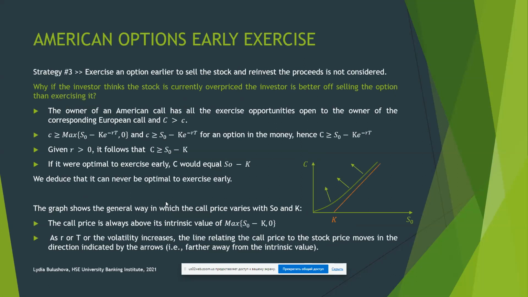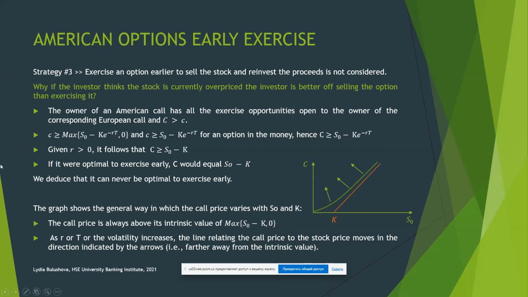So, yes, this topic is really difficult, and I wanted to have a look at these slides once again, as soon as you work with them at home. So the most common question, I highlighted it with green: why, if the investor thinks the stock is overpriced, is the investor better off selling the option than exercising it?